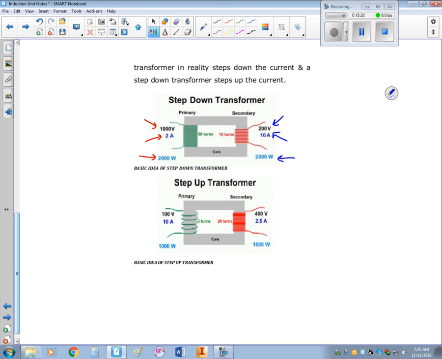For a step-up transformer, here I've got 100 volts, it's at 10 amps, and this time it's at 1,000 watts. On the secondary side, it's increased to 400 volts, but notice that the current has decreased. So we're getting more voltage for fewer amps. Power stays the same though. So a step-down transformer allows us to have more current available, and a step-up transformer means we have less current available. And this is kind of important for your home.